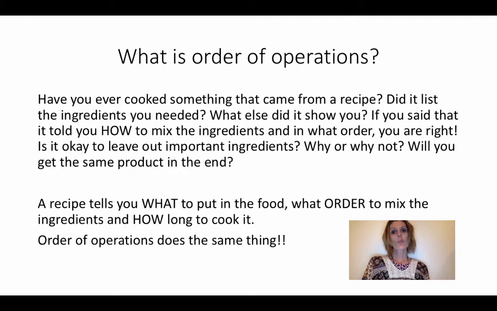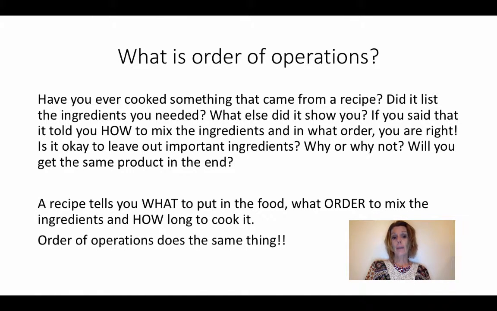All right, what is order of operations? Now that Thanksgiving is over, I know I did a lot of cooking and your family might have done so. So I'm going to use this as an example. Have you ever cooked something that came from a recipe? And did it list the ingredients that you needed? And what else did it show you? And if you said that it told you how to mix the ingredients and in what order, you're right. Is it okay to leave out important ingredients? Why or why not? Will you get the same product in the end?